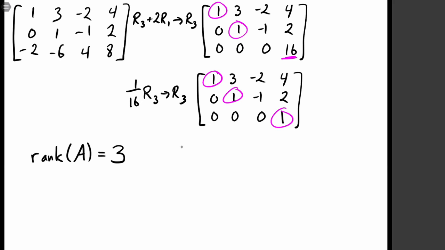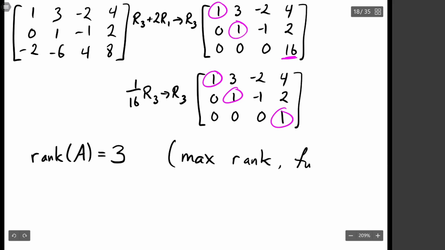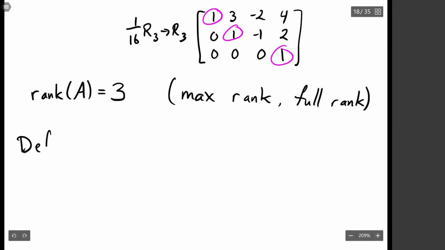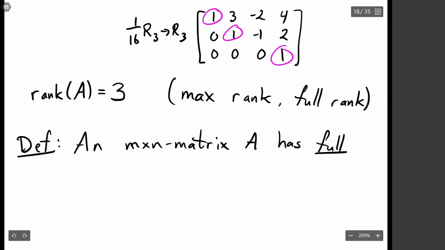And this is an example of what we would call max rank or full rank. We mentioned this before the example, but I want to re-emphasize it and give you the definition. An M by N matrix A has what we call full rank if the rank of A, this notation might look a little funny, is the minimum of M and N.